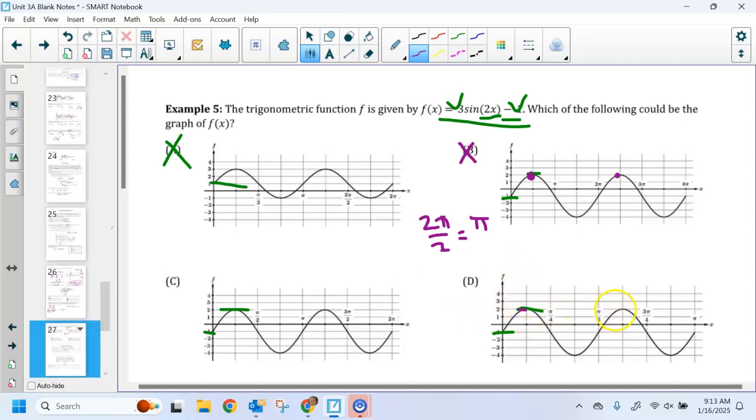This one from max to max goes from pi over 8 to 5 pi over 8, so that period is pi over 2. Here we go from pi over 4 to 5 pi over 4. That's a period of pi.